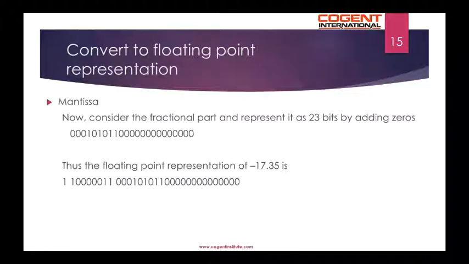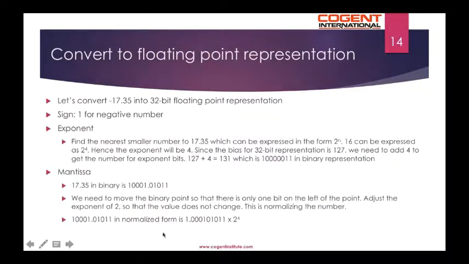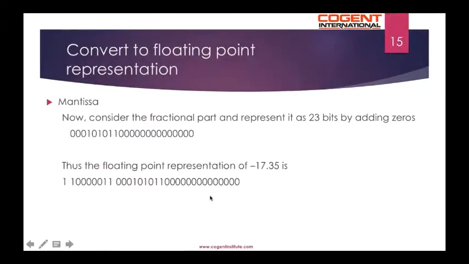Now consider the fractional part and represent it as 23 bits by adding zeros. From this, we just take the fractional part after the point, which is 000101011, and add zeros to make it 23 bits. Thus the floating point representation of minus 17.35 is the sign bit, which was 1, the exponent bits, followed by the fraction bits.